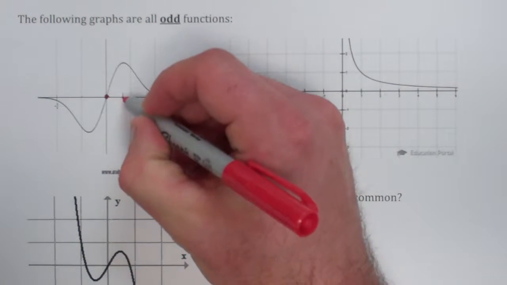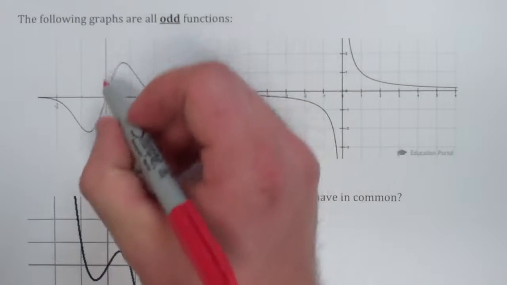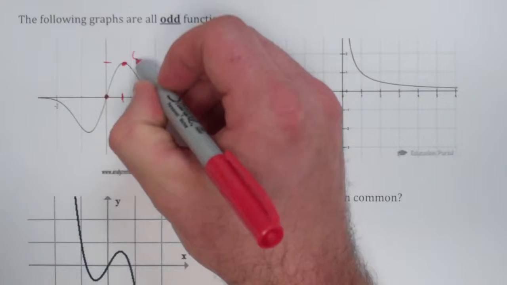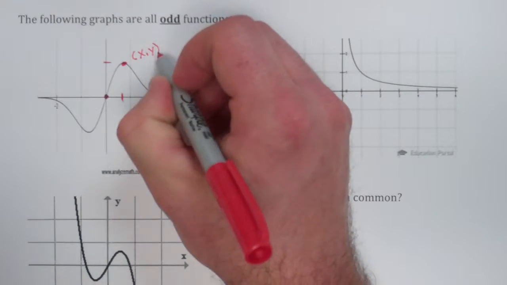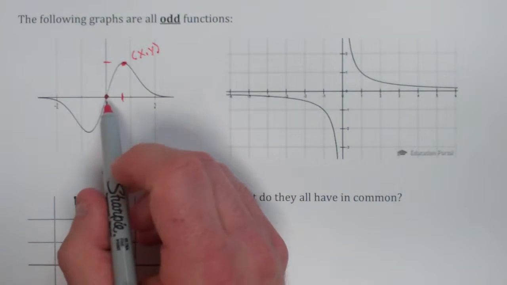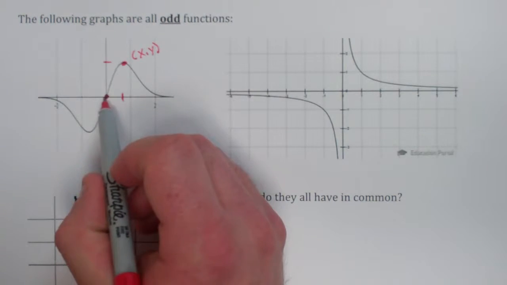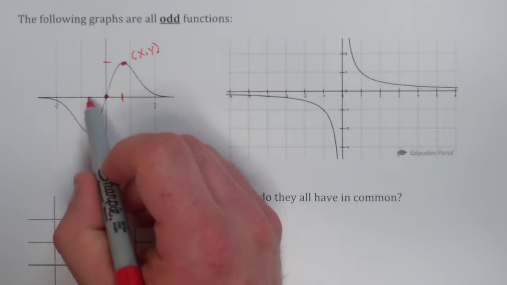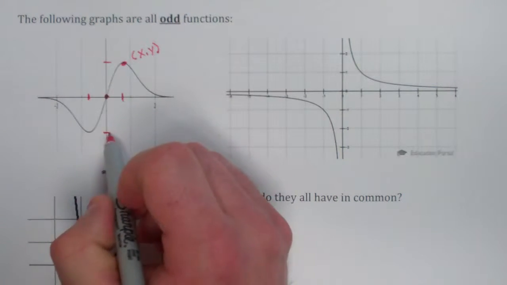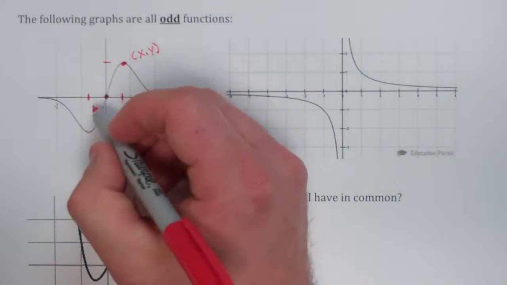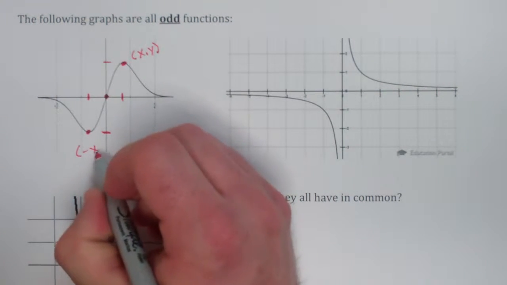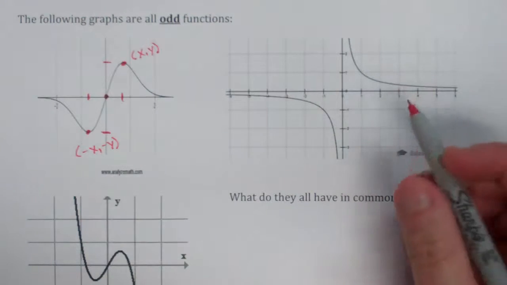Also, if we were to go right by some x distance and up by some y distance, so let's make this a positive x comma y. If this graph is odd, then we would go left by the same x value and also down by the same y value. So if we were to name this ordered pair, it would be negative x comma negative y.